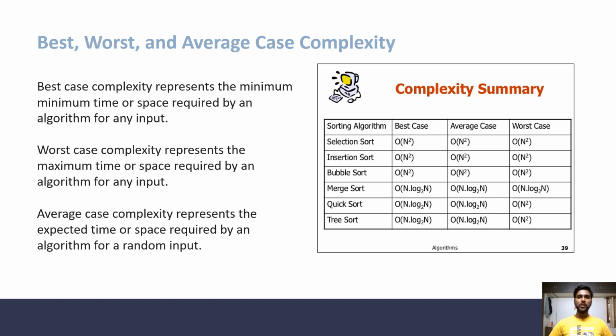We'll see merge sort. Best case is big O(n log n), worst case is big O(n log n), and the average case is big O(n log n). We'll see quick sort. Best case is big O(n log n), worst case is big O(n squared), and the average case is big O(n log n). The next one is tree sort. Best case is big O(n log n), worst case is big O(n squared), and the average case is big O(n log n).